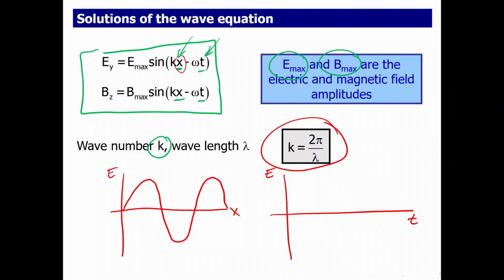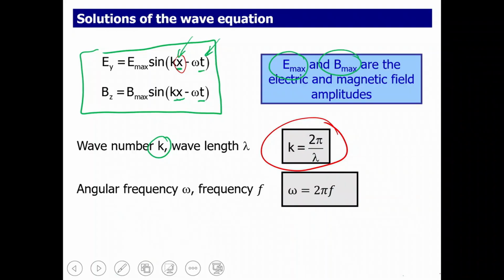And the wavelength, lambda, would be one full wave in space. Okay, so my wavelength would be one full wave, one full oscillation of the wave in space. Okay, that's what our wavelength is. It's related to our spatial dimension.